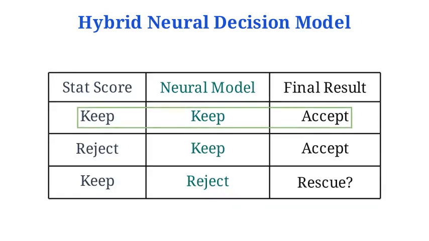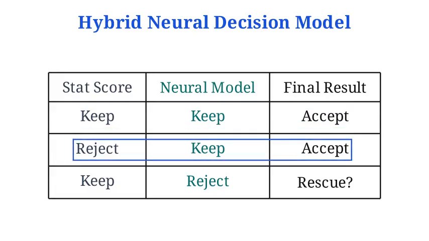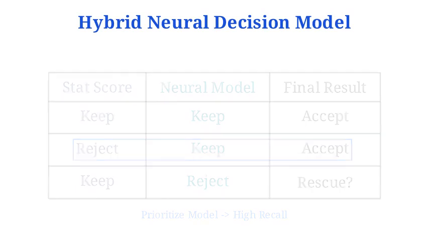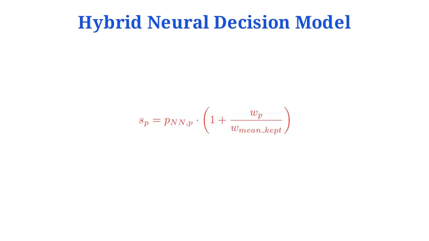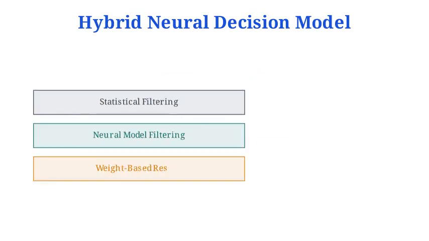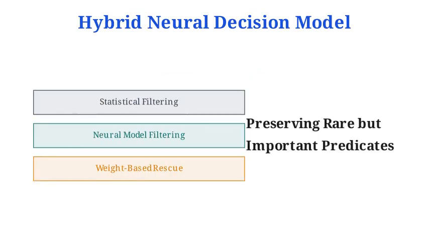If the statistical score and the neural model agree, we accept that decision. If the neural model wants to keep a predicate that the score system rejected, we prioritize the model to ensure high recall. If the model suggests discarding but the score is high, we use a rescue formula to see if the predicate's weight is significant enough to stay. This multi-layered approach ensures that even semantically important but statistically rare predicates have a chance to be preserved.